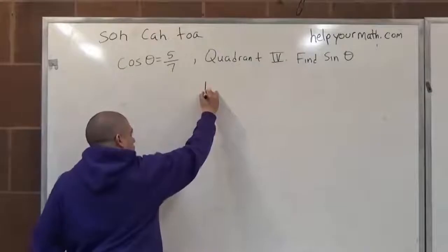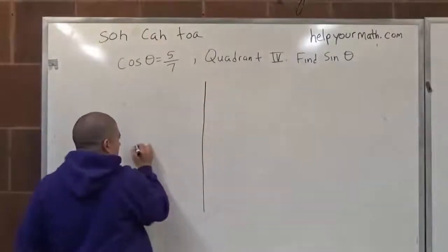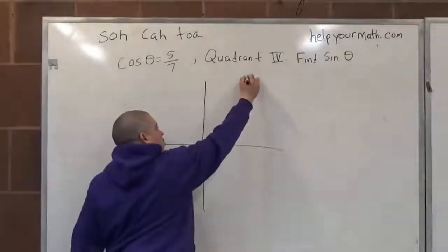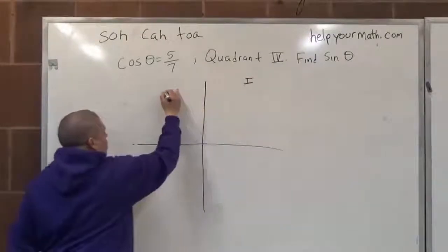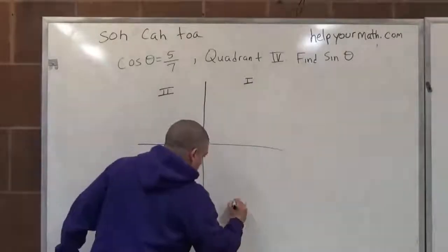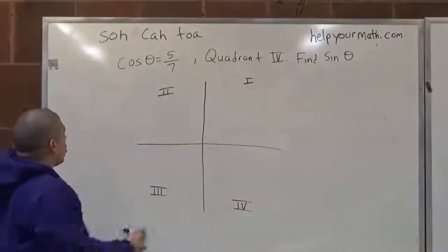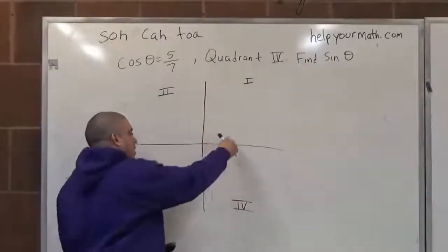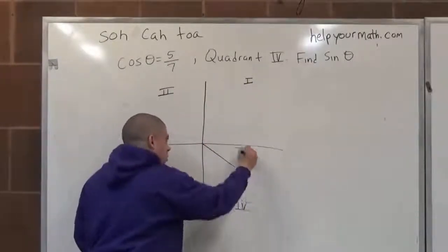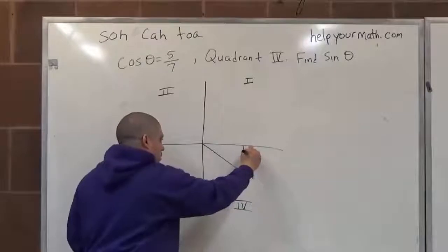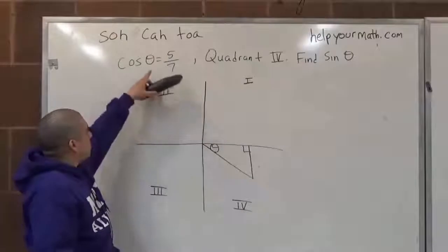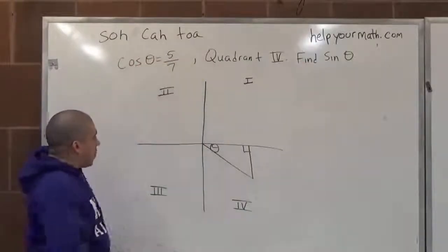So the technique that I'm going to use is I'm going to draw my x and y axis again. So this is quadrant 1, this is quadrant 2, this is quadrant 3, and this is quadrant 4. Okay, so theta finishes in quadrant 4, it terminates there, so it basically goes all around and terminates in this quadrant. Now, the cosine of theta is 5/7, and cosine is adjacent over hypotenuse, so the adjacent is 5 and the hypotenuse is 7.